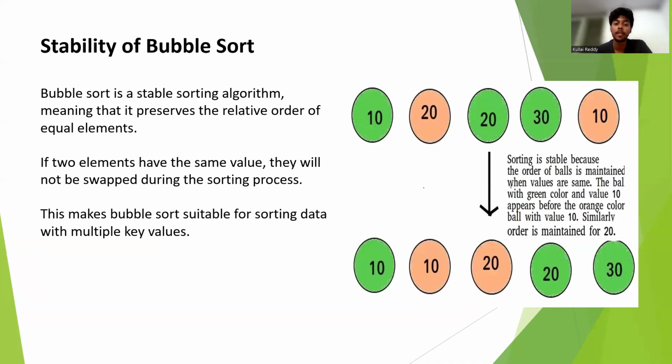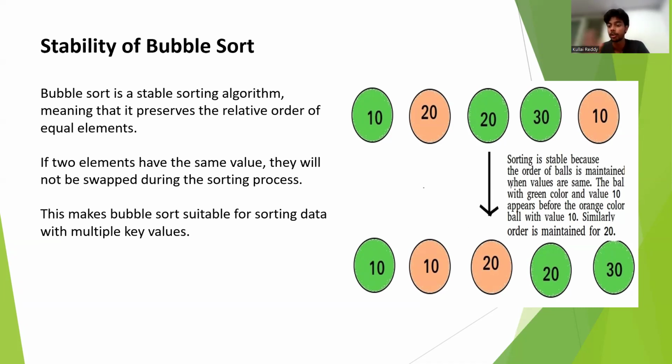Stability of the bubble sort. What is the stability coming to this? Bubble sort is a stable sorting algorithm, meaning that it preserves the relative order of equal elements. So it is called the stability of the bubble sort. If two elements have the same value, they will not be swapped during the sorting process. This makes bubble sort suitable for sorting data with multiple key values.